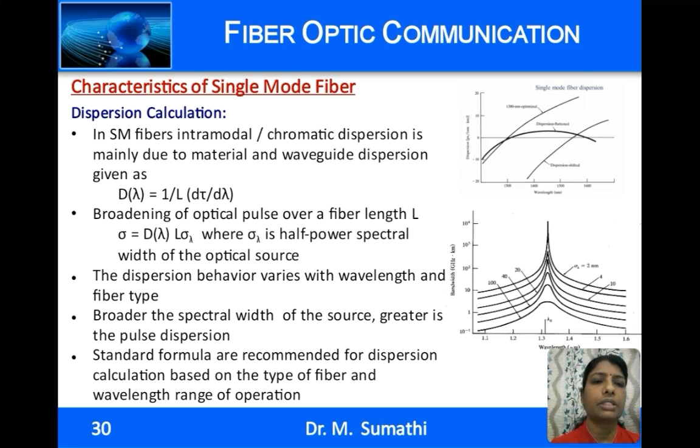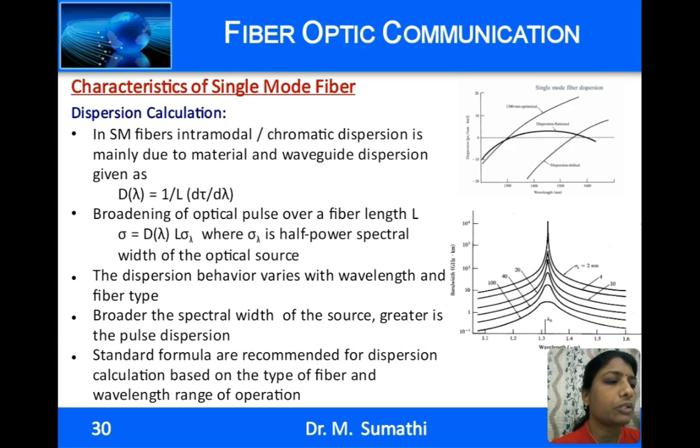Next, to determine the dispersion calculation. So, we know in single mode fiber the dispersion is mainly because of chromatic dispersion, that is of material dispersion and waveguide dispersion, and it is given by this expression, and broadening of pulse occurs over a distance L. As you can see from the graph, the dispersion varies with wavelength and also the different types of fibers, and the dispersion is also affected by the bandwidth of the source.